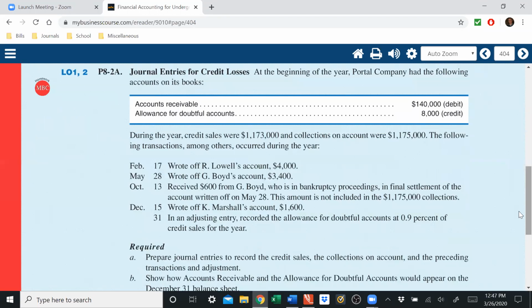At the beginning of the year, Portal Company had the following account on its books. So accounts receivable has a debit balance of 140, and the allowance for doubtful accounts has a credit balance of 8,000, of course. During the year, credit sales were 1.173 million, and collections on account were 1.175 million. The following transactions, among others, occurred during the year.